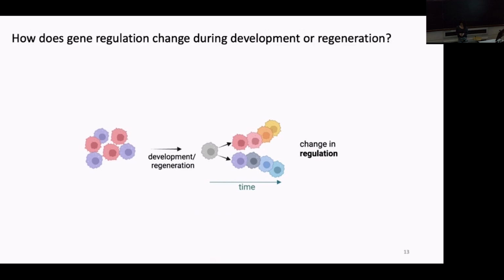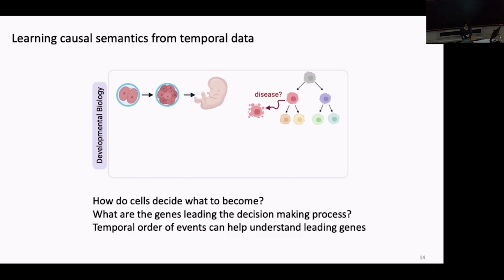Okay, in the rest of my talk, I would like to first start with answering how gene regulation changed during development and regeneration. So, as I said, we are all generated from one single cell, and this single cell divides and differentiates into more mature cells over time, over the developmental time.